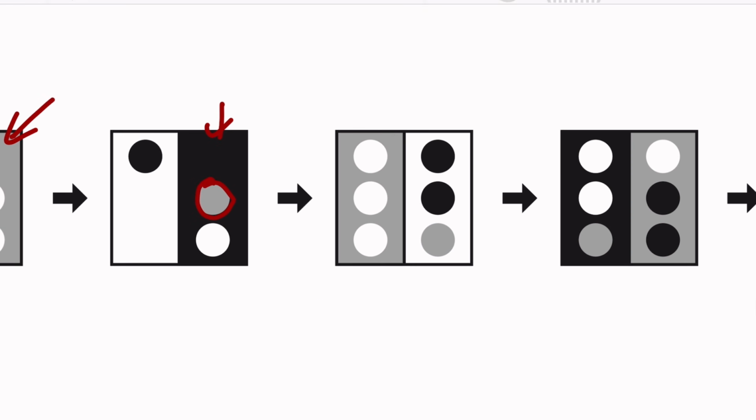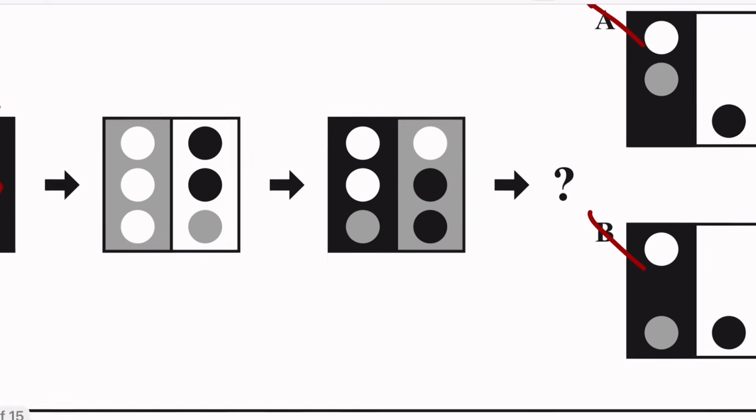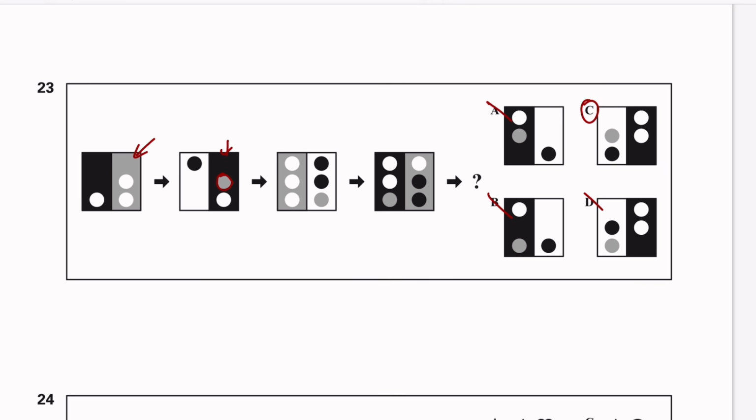So knowing that, where should the gray one end up? Okay, so now we have the gray one over here. Where should it end up now? It should move one up. So it should end up on the left side, in the middle. So which one has that? C, okay? So C is our correct answer, and D is wrong. Simple.